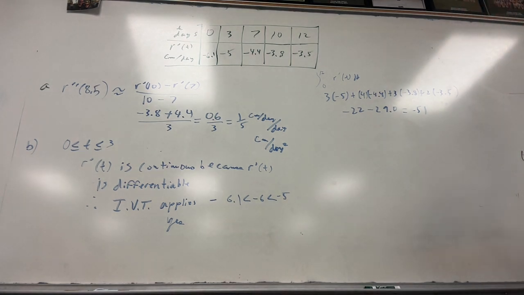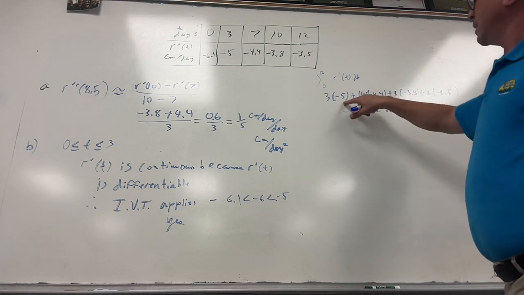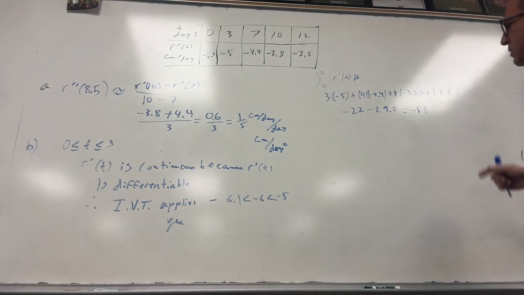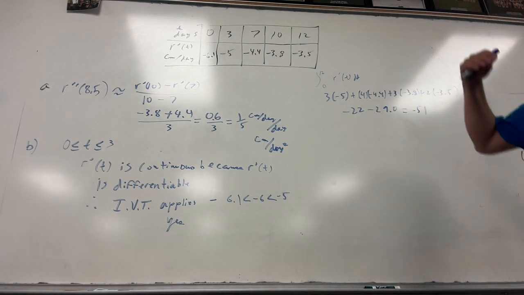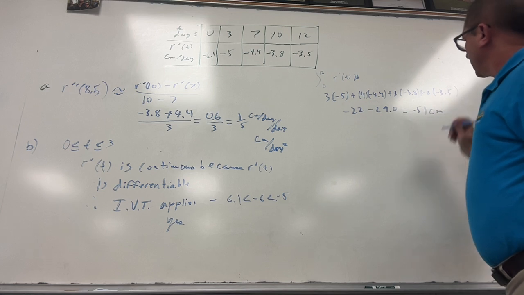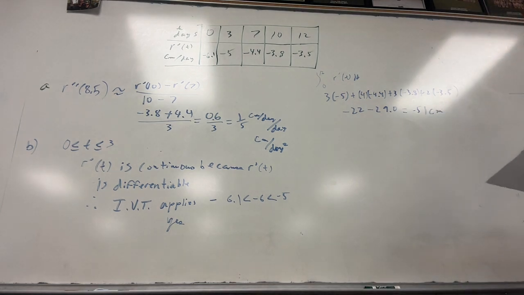Now, the units here would be, you're taking centimeters per day and multiplying it by days. So centimeters per day times days would be centimeters. So it's negative 51 centimeters as the answer. So that is your solution to part C.